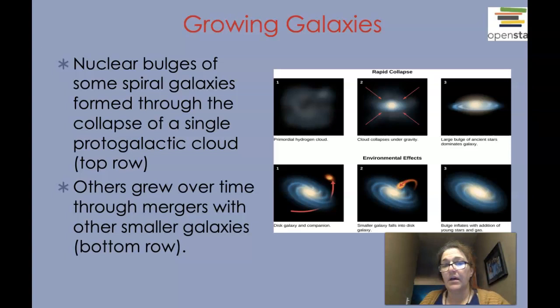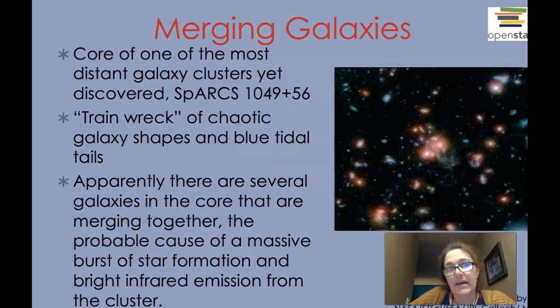then suddenly there's enough matter and mass in that cloud to make it collapse. The other one is that we have a disk galaxy and a companion, and the companion falls into the disk. And so either way, we end up with these central bulges forming over time, but those are the two best explanations we have for how we get that central bulge. And then, growing galaxies, how do we grow them? Well, we've already talked about galaxy cannibalism and that one galaxy will eat another. This happens for clusters as well.